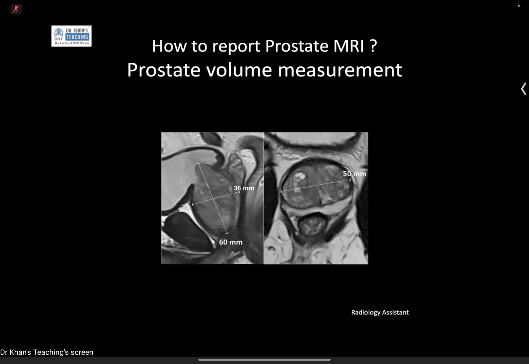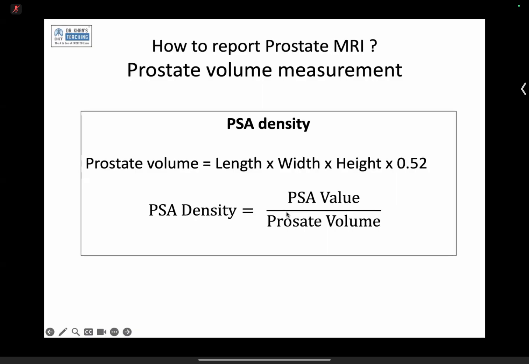When you report a case of MR, your report should include the PSA density. The PSA should be provided to you. Remember that. It should be provided to you, and you have to, first of all, measure the volume of the prostate. You can take two measurements on axial or two measurements on the sagittal. So you need three measurements. We know the formula, and you should know the PSA, which the clinicians will provide to you. And you've got many softwares.